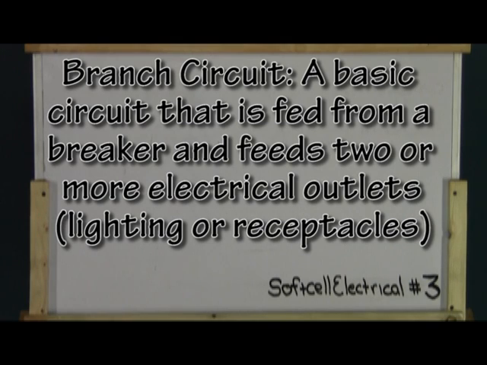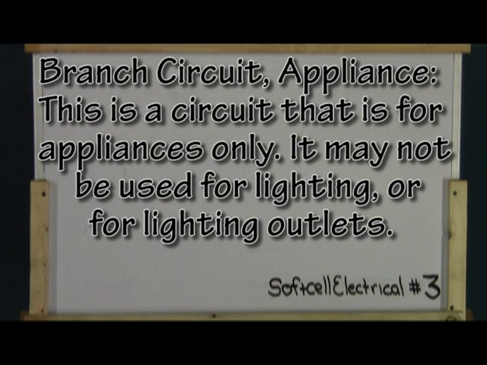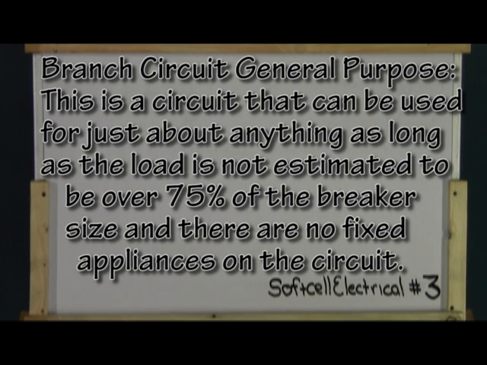Next is branch circuit. That would be wiring between the breaker and the outlets that are supplied by that breaker or overcurrent device. Please note that wires are almost always conductors. Conductors are not always wires. Remember that. Branch circuit for appliances. This is a circuit that is intended for appliances, and permanent lighting cannot be used on a circuit defined as an appliance circuit. We go on to branch circuit general purpose. This is a circuit with 2 or more outlets that are to be used for lighting and appliances. In this case, it could be a television set, a clock, a lamp, whatever.